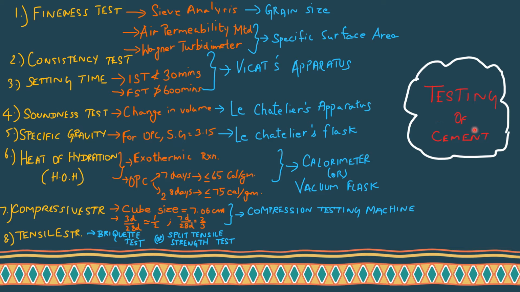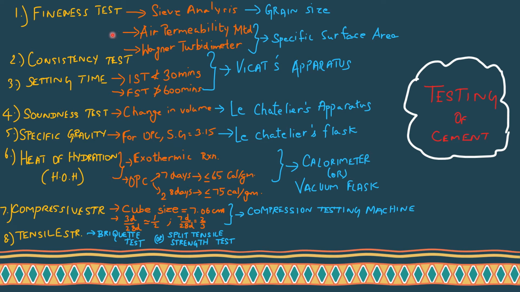And next is your testing of cement. There are some basic tests for cement that are conducted in the laboratory. The first one is your fineness. The fineness test evaluates the fineness of the particular cement that we are using. It is investigated through sieve analysis, which gives us the grain size distribution of cement.